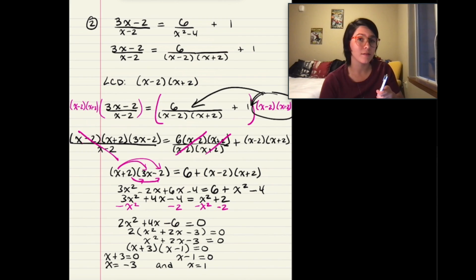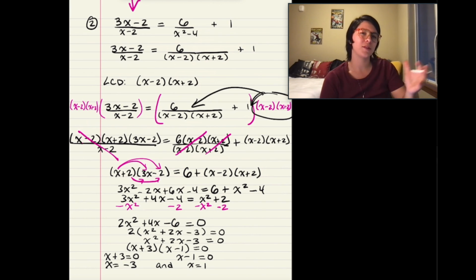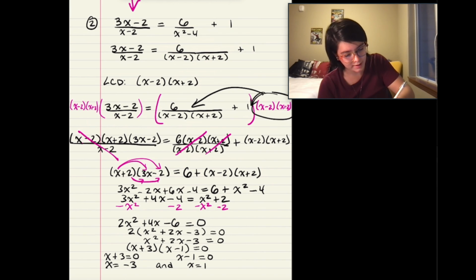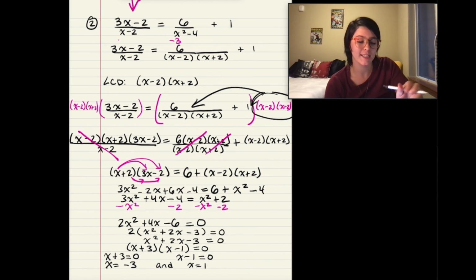But we're not done. Remember, we have to go back and check to make sure that these are not undefined. So if we go back to the very beginning, way up here, and we plug in negative 3, we really only care about the denominators of these, because remember, the only time this can be undefined is if our denominators are undefined. So if we plug in negative 3 here, we get negative 3 minus 2, which would be negative 5 in our denominator. That's fine. And here, if we plug in negative 3, we'll have negative 3 squared, which would be positive 9, minus 4 would be 5. So that's fine too. So we know that one's good.